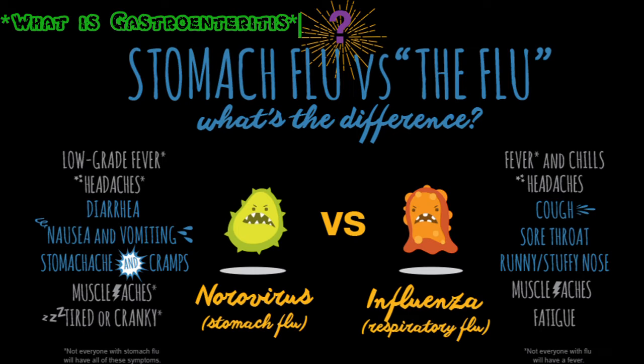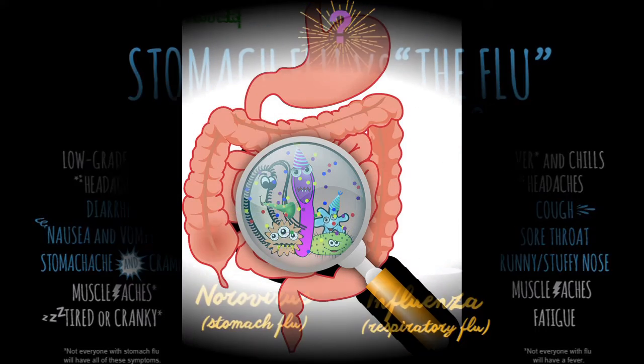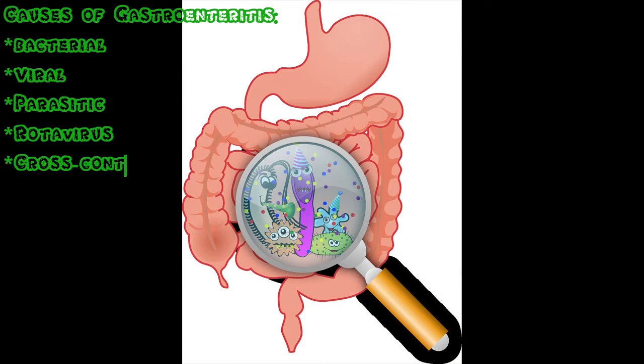In America, the most common causes of gastroenteritis are as follows. Causes may be of bacterial origin, viral origin, or parasitic origin. Depending on the origin, the treatments may vary. Bacterial gastroenteritis may be treated with antibiotics. The most common cause of gastroenteritis, especially in children, is the virus known as rotavirus.